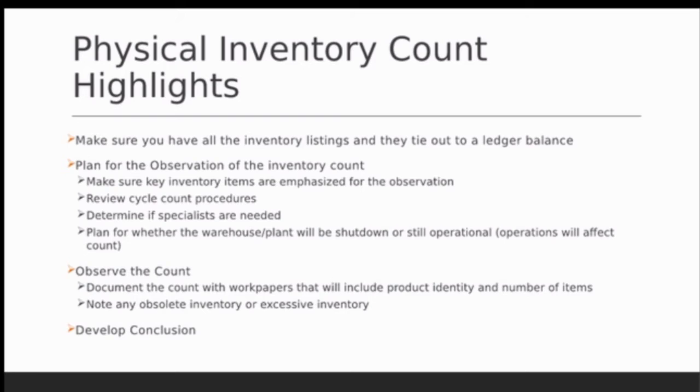So then you plan for the observation of that inventory count. You make sure that every inventory item that needs to be emphasized is put in that observation. You review cycle count procedures, how they do it, what their process is. Like some places have what's called an ABC method. The A items are the items that get used frequently. They cycle count those more regularly, sometimes daily, sometimes weekly, sometimes monthly. Then you'll have B and C items. C items rarely get used, rarely get counted. Of course, those are the ones that I note for my obsolescence review.